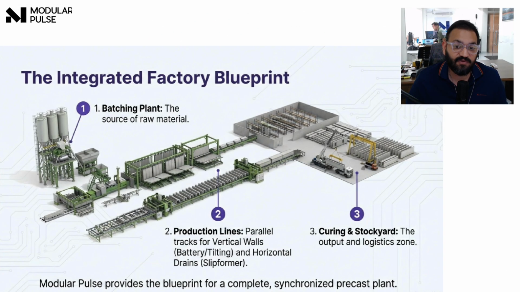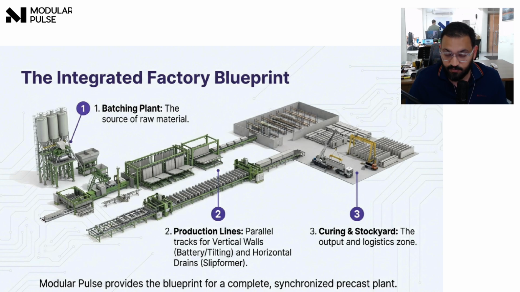Now this slide is where everything comes together. A successful precast factory is not built randomly. It is designed backward from the final product. Raw materials come in from one end, and finished elements go out from the other. In between, every system is connected.